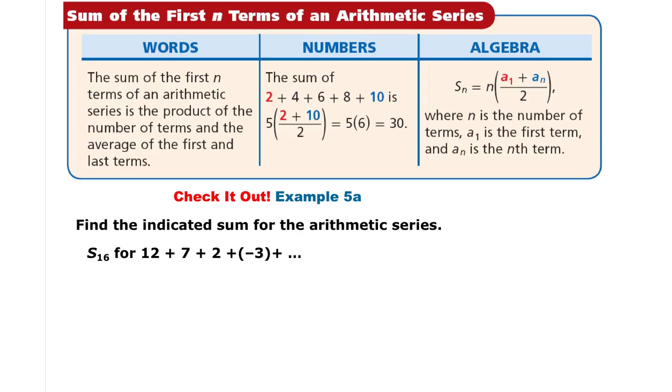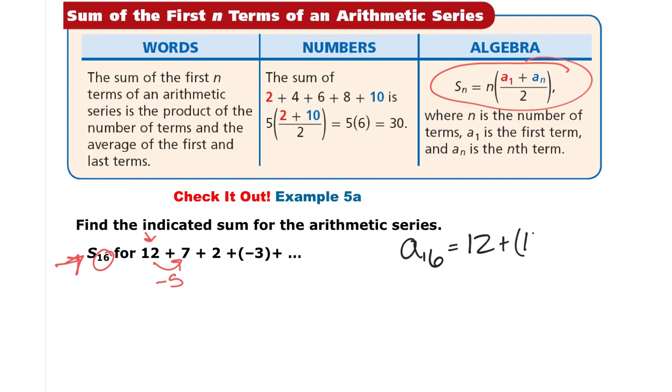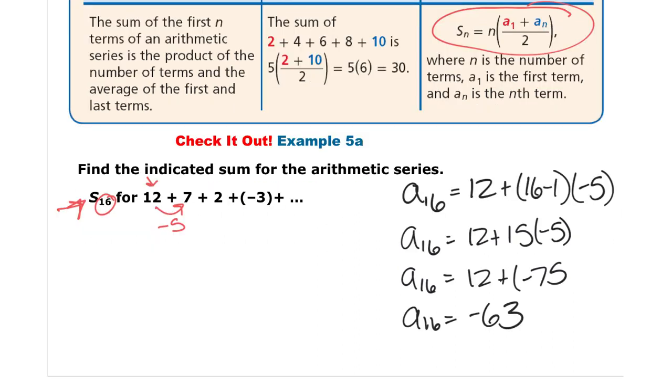The last thing we're going to do is find the sum of the first n terms of an arithmetic sequence. So in our example here, we want to find the sum of the first 16 terms for this sequence right here. And I can see that my common difference is going to be -5. So I start out by using, again, my general form because I need to find what the 16th term is. And so I'm going to know that a sub 16 is going to equal my first term, which was 12, plus n minus 1, so 16 minus 1, times my common difference of -5. My 16th term is going to be -63.